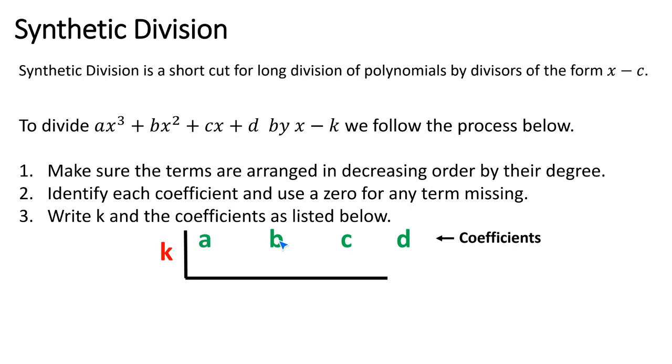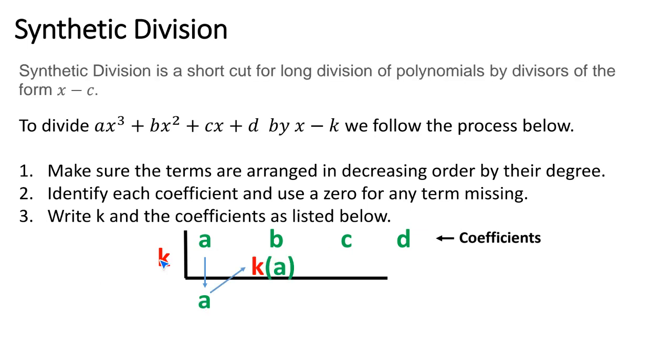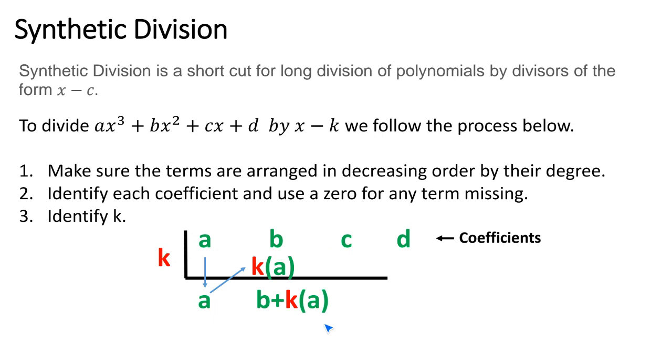Your coefficients you're going to place like I did here. And then the first step is going to be to bring down the a, or bring down your first number. And then we're going to multiply the k times the a, and whatever you get, you're going to place on the second column. Then you're going to add the ka plus the b, and then we write it below the line. Okay. And then you continue the same process. So you would take k times b plus k times a. Whatever answer you get, you would place up here below the c.